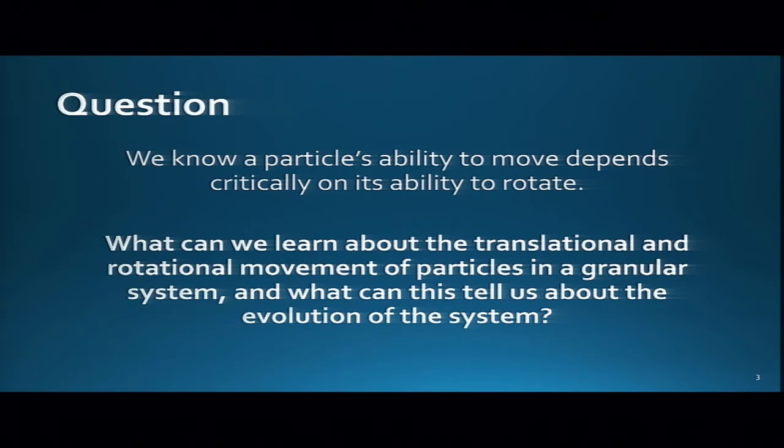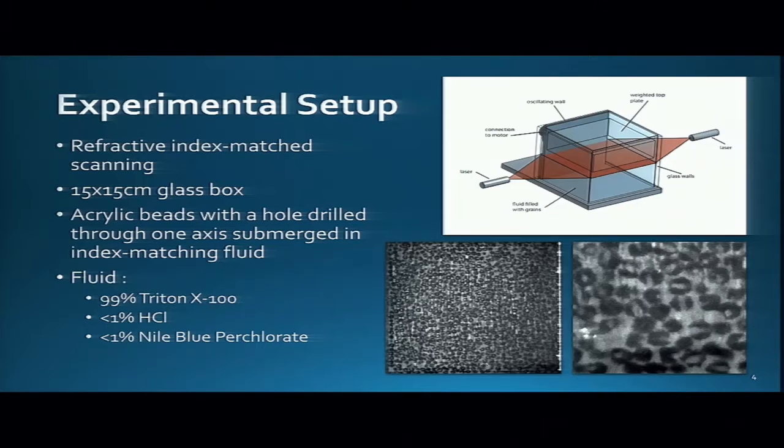So, since we know that a particle's ability to move in these granular systems is critically dependent on its ability to rotate, the main question that we're going to ask is what kind of information can we get about the rotational and translational displacement of these particles, and what can that tell us about how the system will evolve with time? So we did this, as we said before, through both an experiment and a simulation.